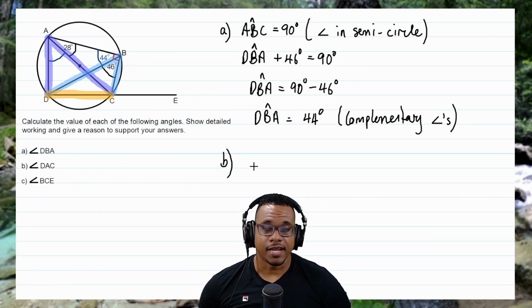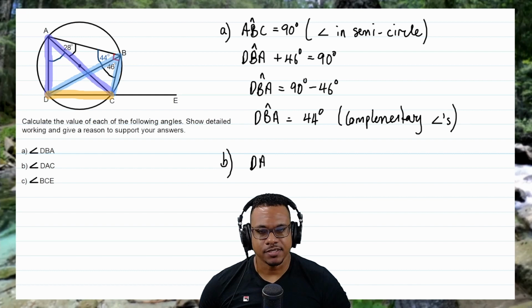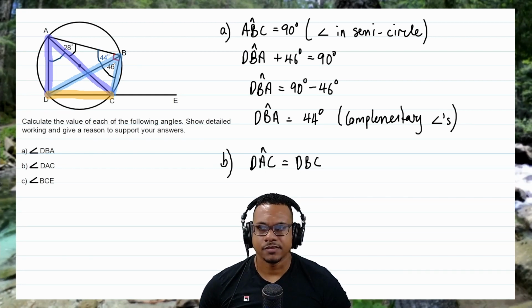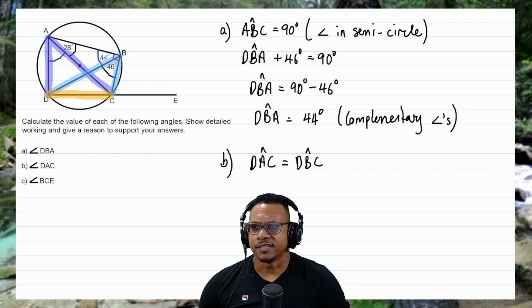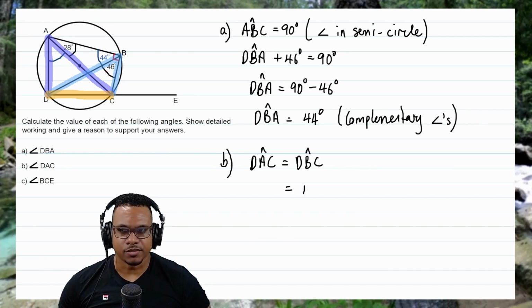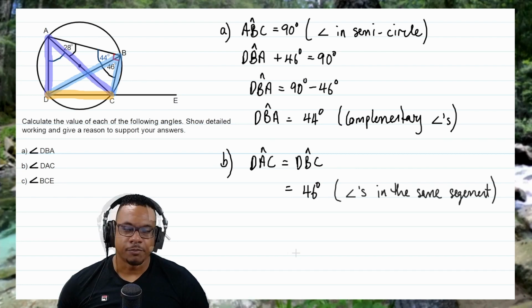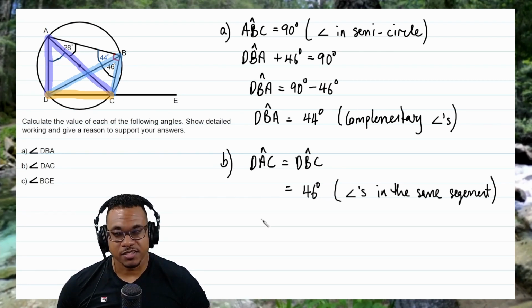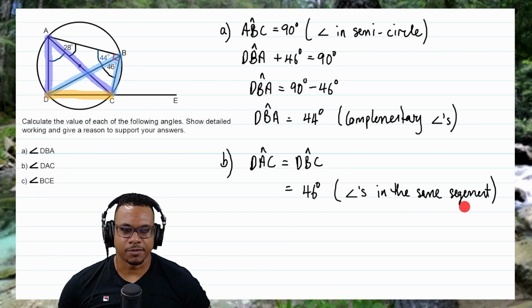So for part B, I'll have angle DAC is equal to angle DBC. So I'm saying that angle DAC, this angle here, is equal to angle DBC, that's this angle here. So we know angle DBC is equal to 46 degrees. And my reason would be that angles in the same segment are equal. So I could simply write for short, angles in the same segment.